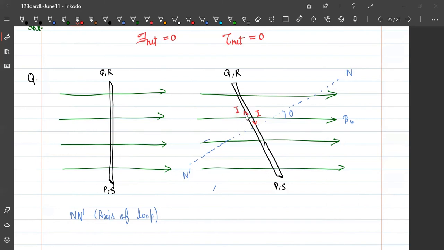So anyone can tell me the force on this one? Force on side PQ will come out on this side, and force on RS will be into the plane. So these forces will cancel each other out. This is force on PQ and this is force on RS. They will cancel each other out. One is out of the plane, one is into the plane. This force is out of the plane, so this force is into the plane, and this force is out of the plane.